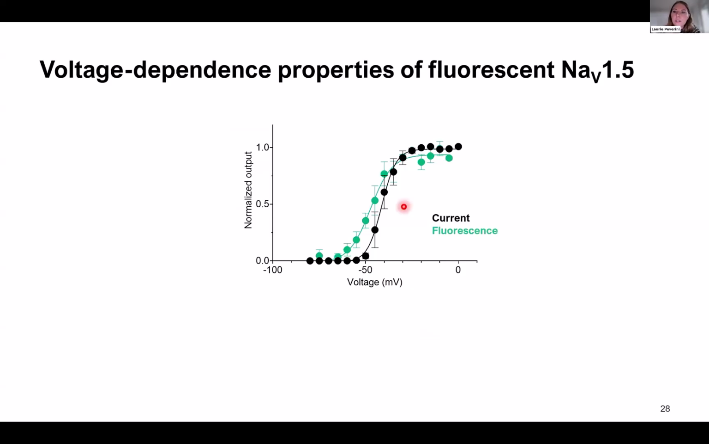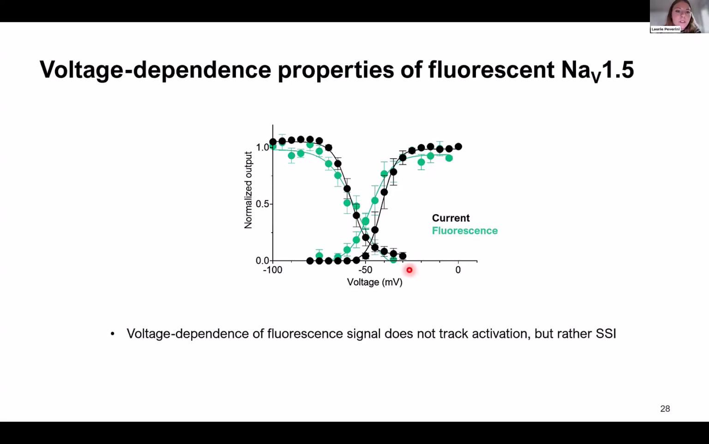Then we followed the voltage dependence properties of the fluorescent NaV1.5. First we did some activation protocols, and we followed current and fluorescence and drew the curves for current in black and fluorescence in green. When we compare the curves, you can see that the fluorescence is more sensitive to lower voltages than current. On the contrary, the steady-state inactivation curves are almost superimposed. So it led us to hypothesize that the fluorescence signal tracks a molecular motion that is not related to activation, but that is related to steady-state inactivation.